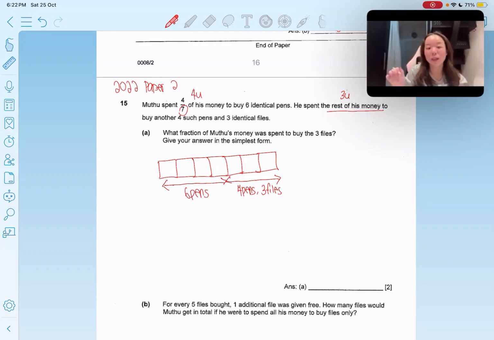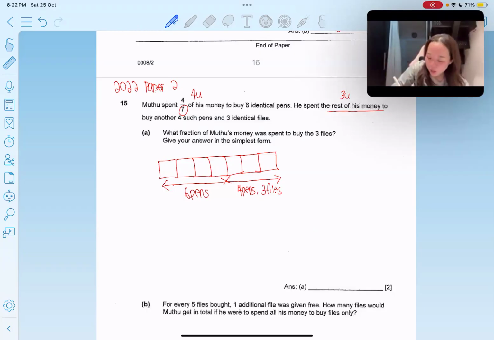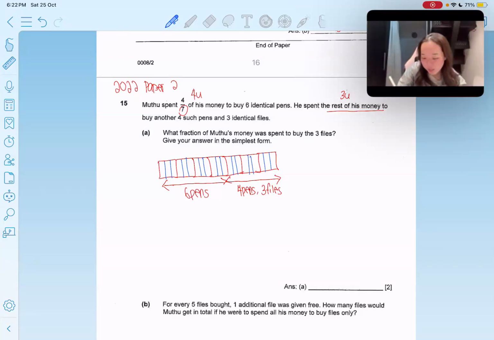The lowest common multiple is 12. So how do I cut it into 12? Each unit I cut into 3 parts. I'm going to use another color so that it's easier for you to see. So each unit I cut into 3 parts. Now I know that 6 pens is how many units? 4 times 3, 12 units. And if I know that 6 pens is 12 units, I know 1 pen is equal to 12 divided by 6. So 12 divided by 6 will be 2 units, which means every 2 units is 1 pen.